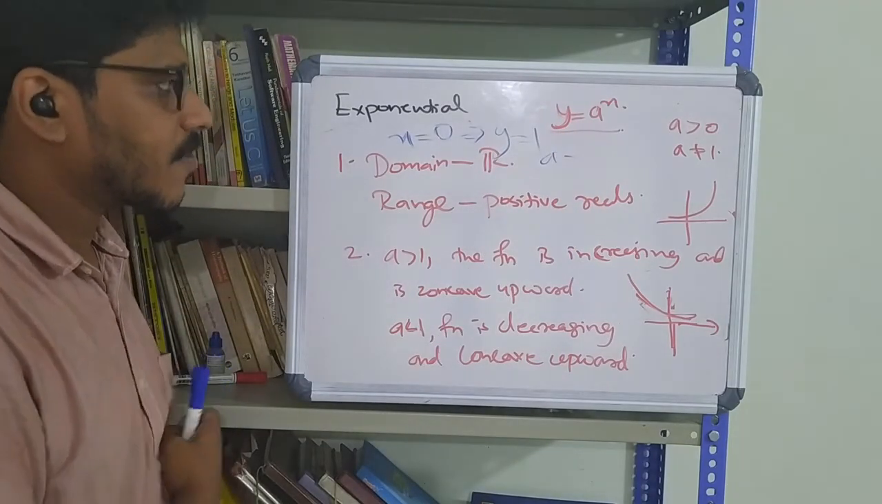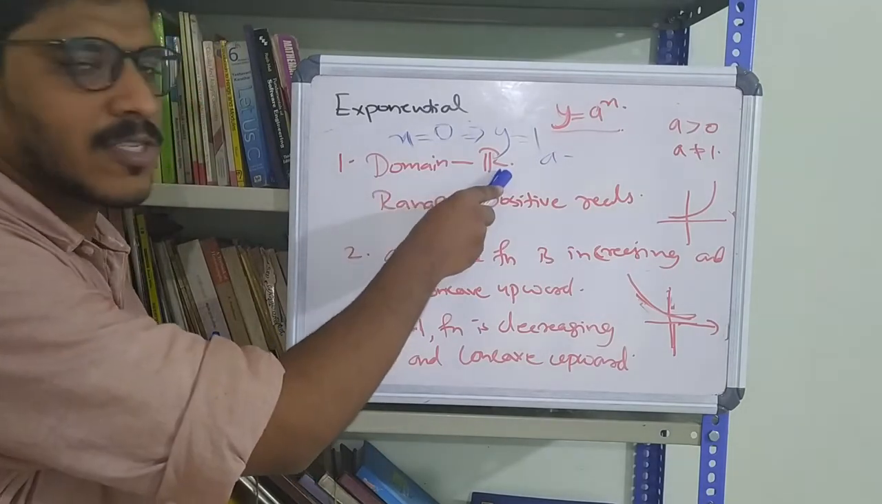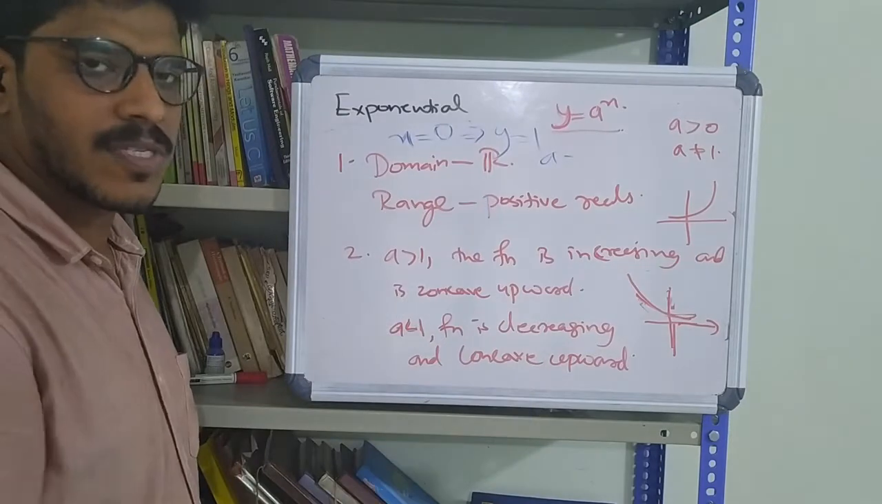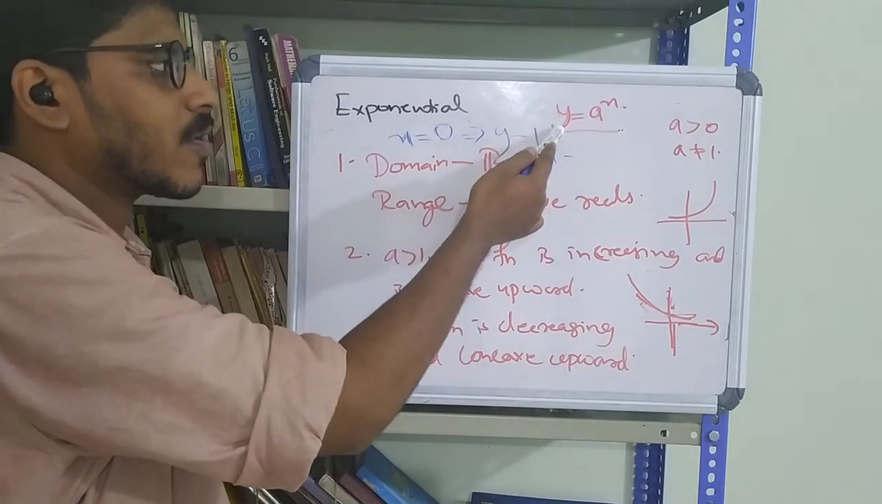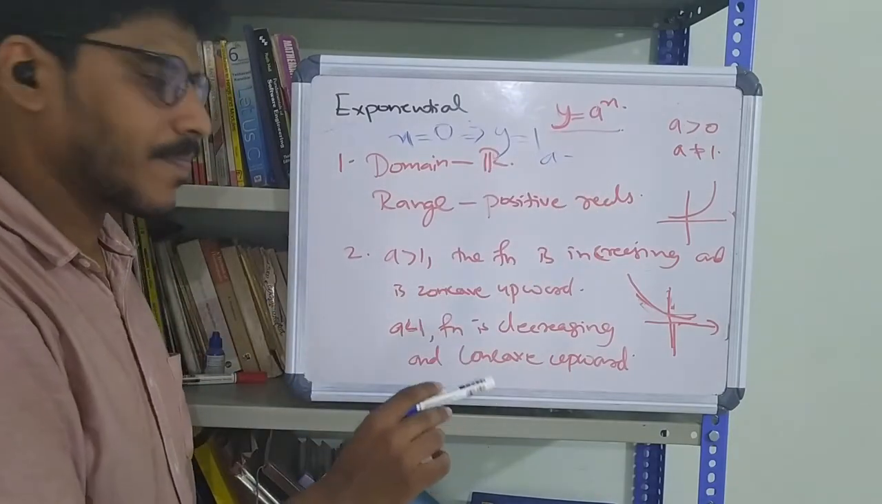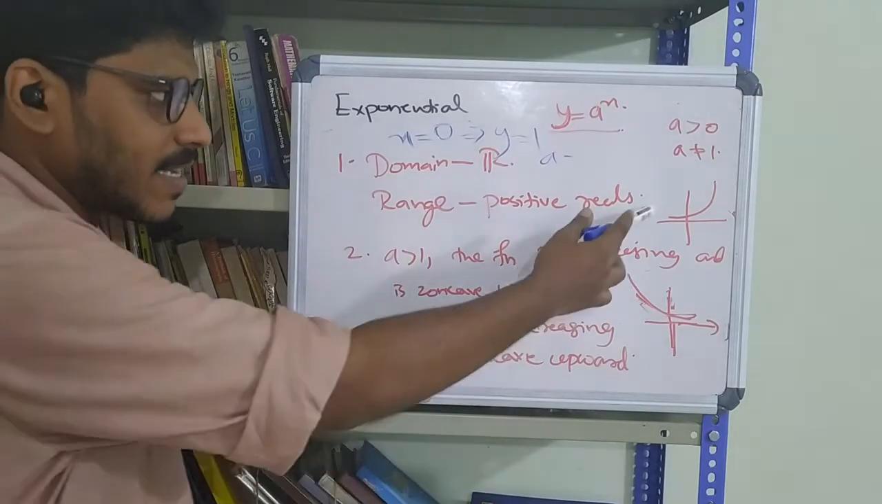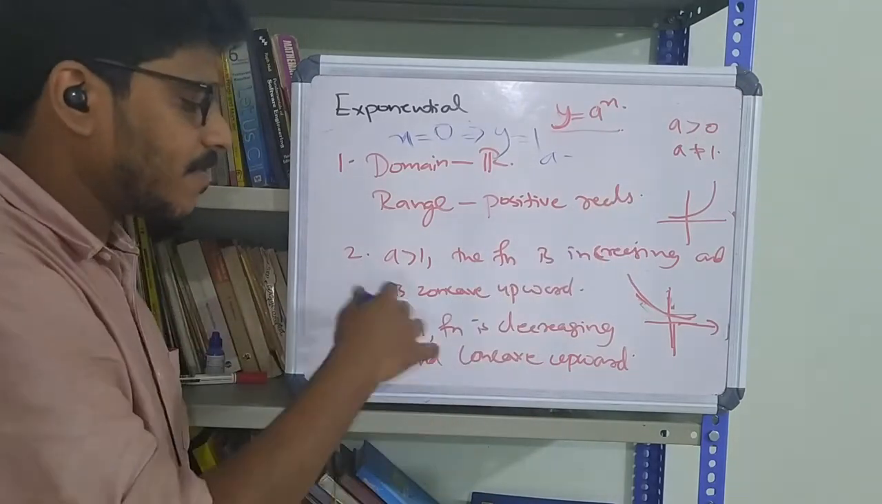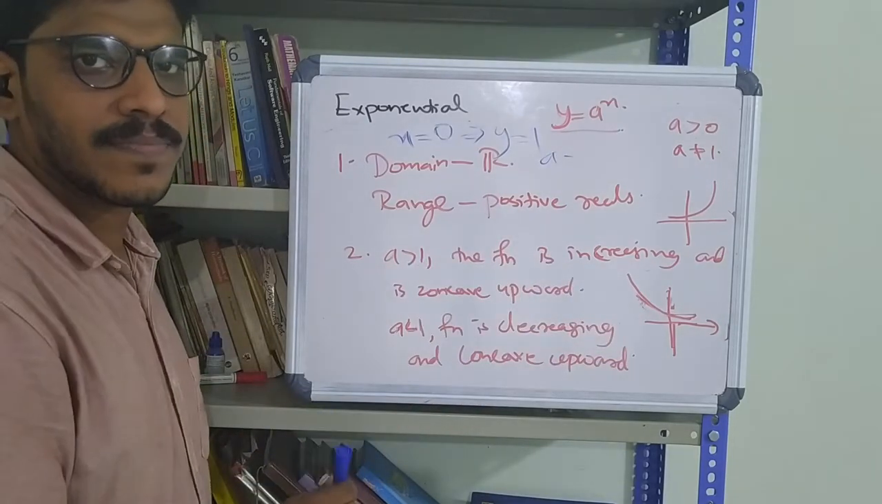So that's the fundamental information about exponential functions. Remember, the domain is the set of all real numbers. x can be any possible real number. The range is the set of all positive real numbers, since y cannot be negative or 0, since a is not negative and a is not 0. If a is greater than 1, the function is increasing and concave upward. And if a is strictly less than 1, the function is decreasing and still concave upward.